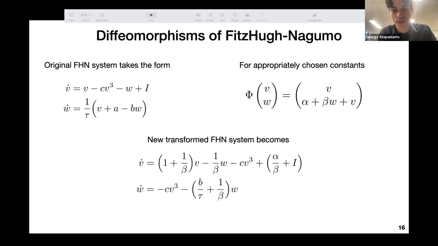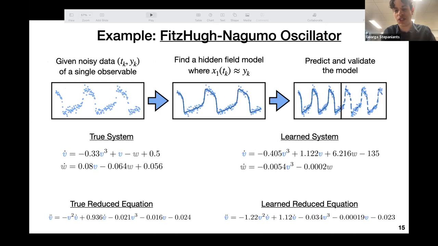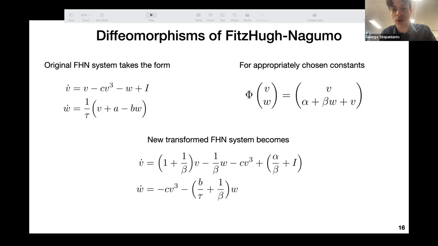And the reason why I wrote this one out in particular is because you can actually see that this sparsity pattern that you get for the new transformed system is exactly the sparsity pattern of our learned model. So this is just to say that another way of viewing that you've discovered the correct dynamics for the coordinates that you can observe is by saying that the model that you've learned is related by a diffeomorphism to the original equations. Okay, so now where does this lead us?